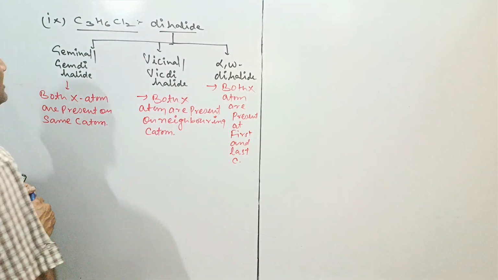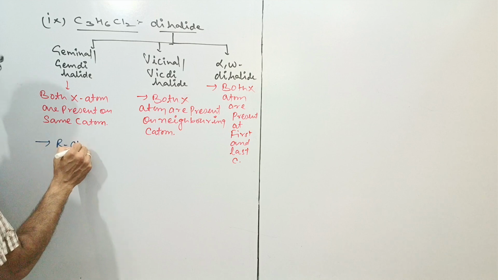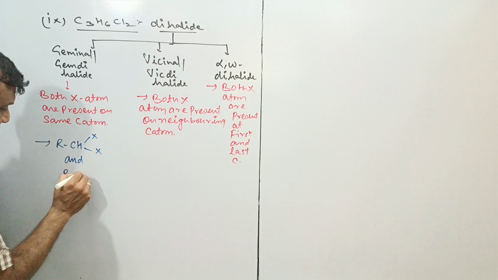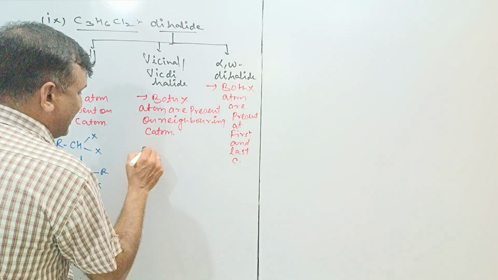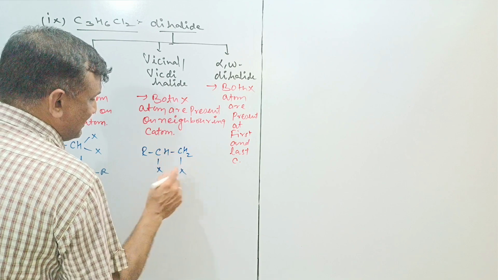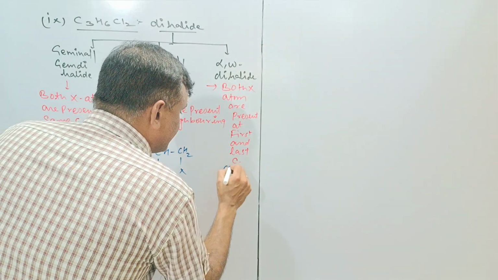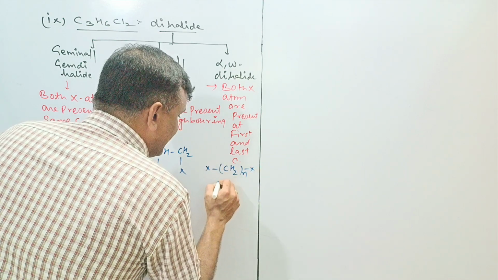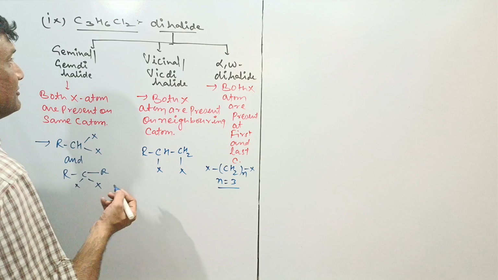If we go with the formula, this is very important as I told you. The common formula for gem dihalide will be RCHX2, and you can take another formula RCX2R. For vicinal you can take R, CHX and CH2X. As R you can take hydrogen and you can take an alkyl group also. For this you can take (CH2)n with X here and X here, and n is equal to at least 3 carbon atoms. So this was about the dihalides.